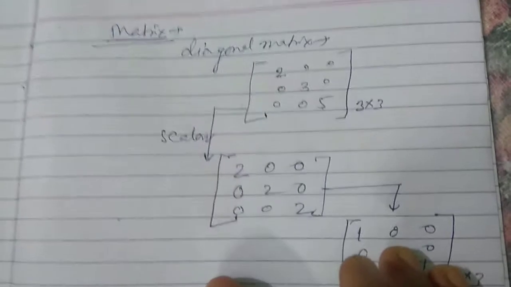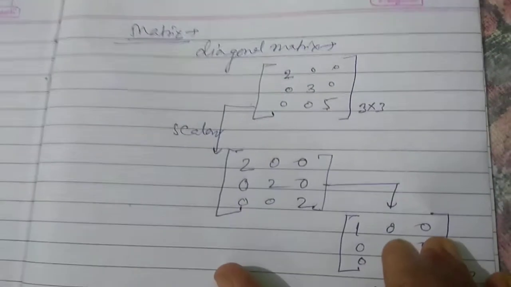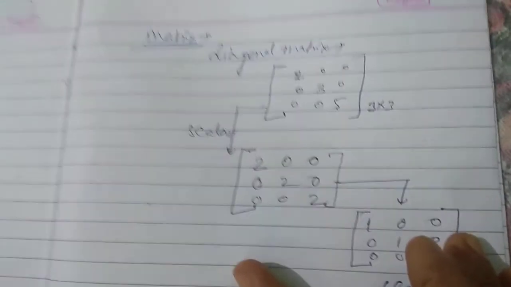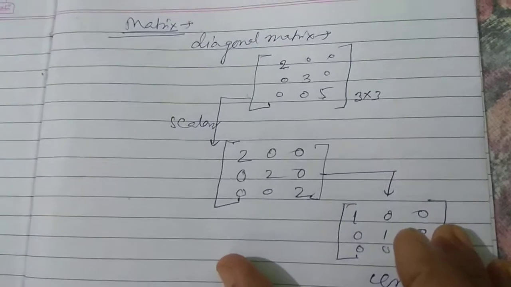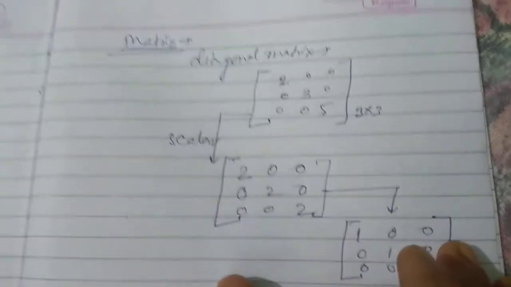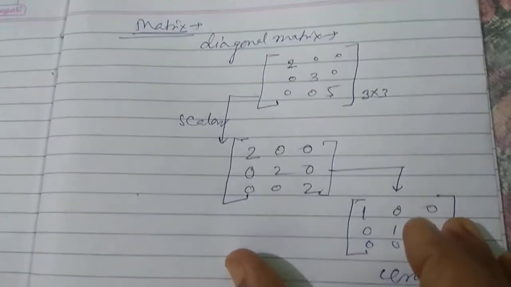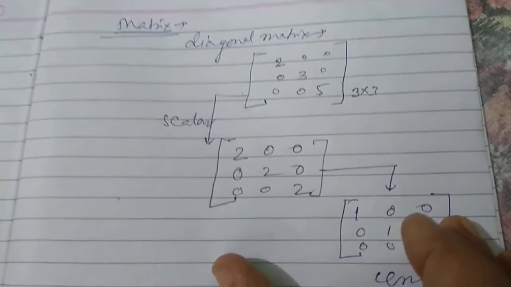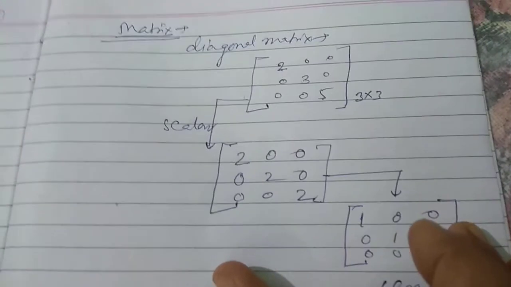Now we will discuss the elementary row and column operations to find the inverse of any matrix. Now what is an elementary row or column operation? For that we have to understand the equivalent matrix. What is equivalent?